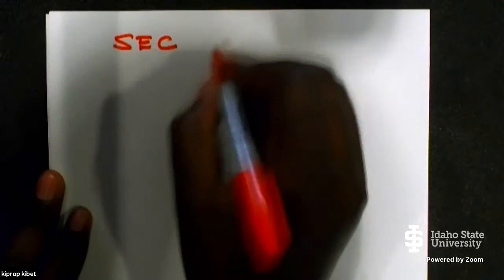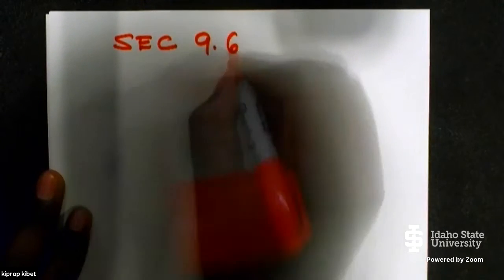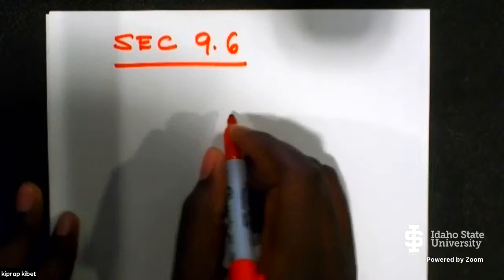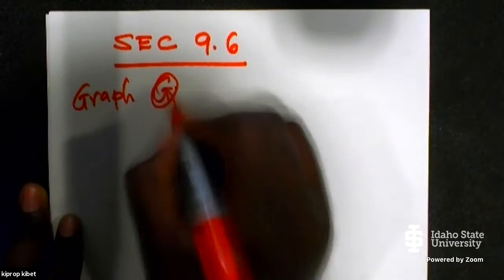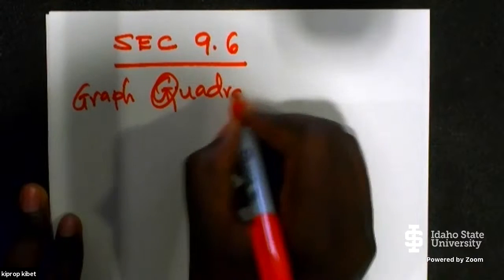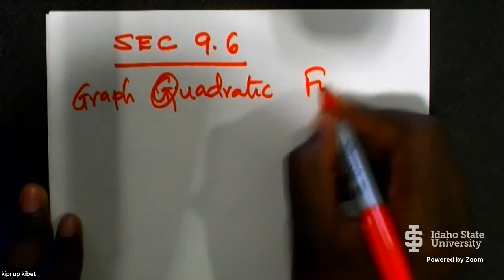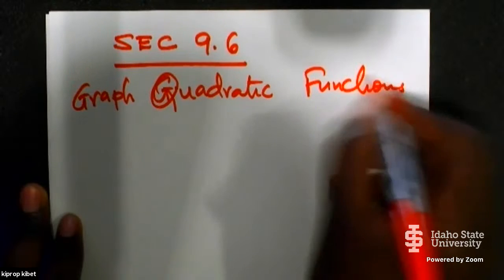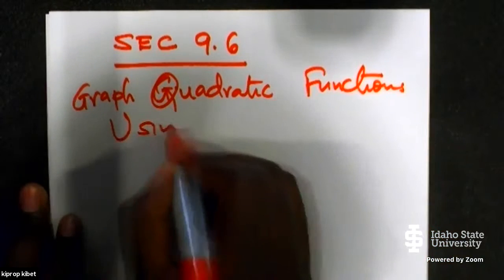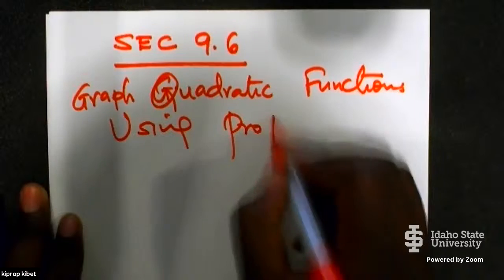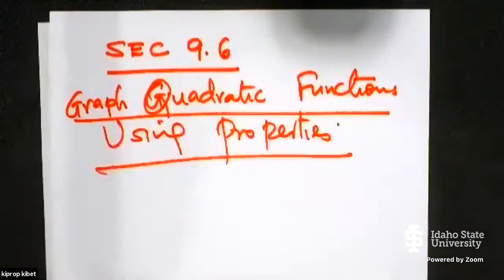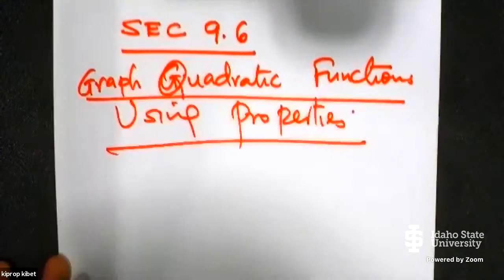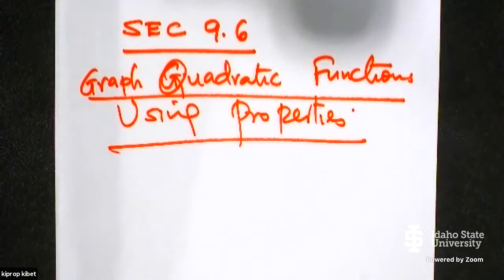Section 9.6. So here it is: graph quadratic functions using properties. Graph quadratic function using properties.